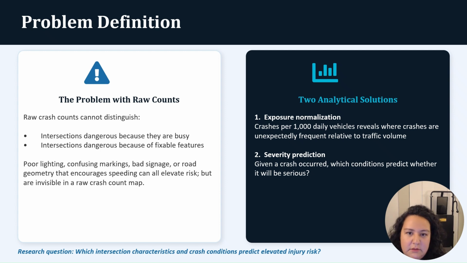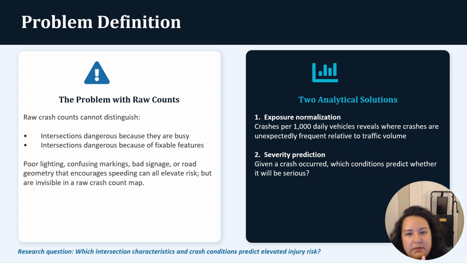The core problem that I set out to solve is that raw crash counts conflate two very different things. An intersection that records many crashes may simply be busy, or it may be genuinely dangerous because of fixable features like poor lighting, confusing road markings, bad signage, or geometry that encourages speeding. Those signals are invisible in a raw count map because they're drowned out by the total volume of that intersection.